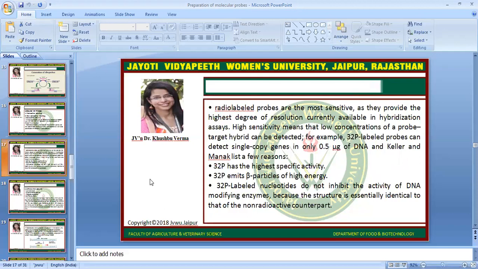Keeler and Manak listed a few reasons. 32P has the highest specific activity. It emits beta particles of high energy. Its 32P labeled nucleotides do not inhibit the activity of DNA modifying enzymes because the structure is essentially identical to that of the non-radioactive counterparts.